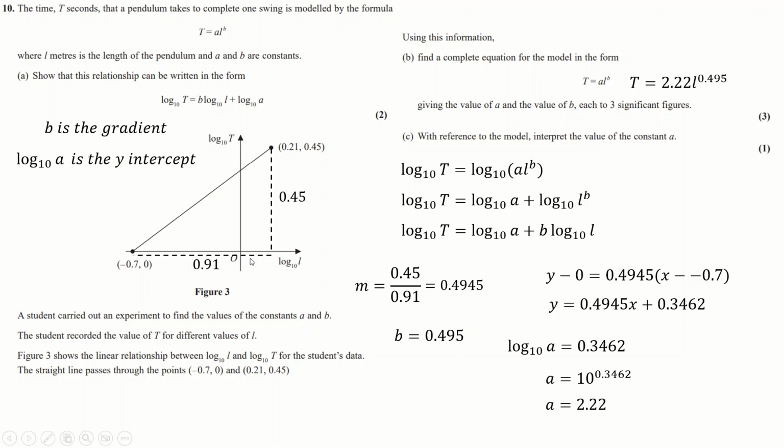Because log to base 10 of 1 is 0. And then we look back here and go, okay, if L is 1, this b doesn't do anything. 1 to the power of anything is just 1. So a is the time the pendulum takes to swing when L is 1, is what we'll say. And actually, that question comes up a fair bit, and you might have just seen that kind of question before, so you could just answer it.